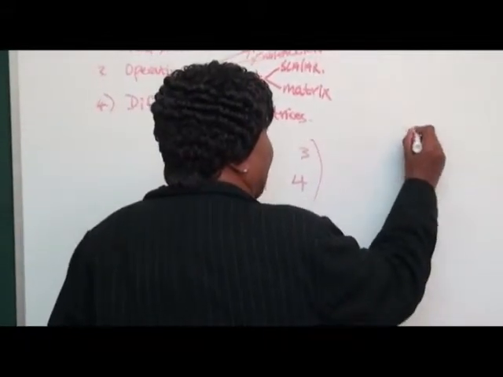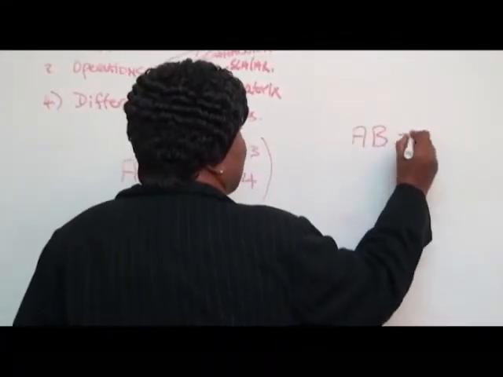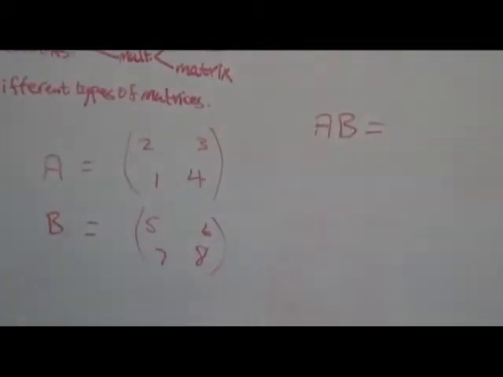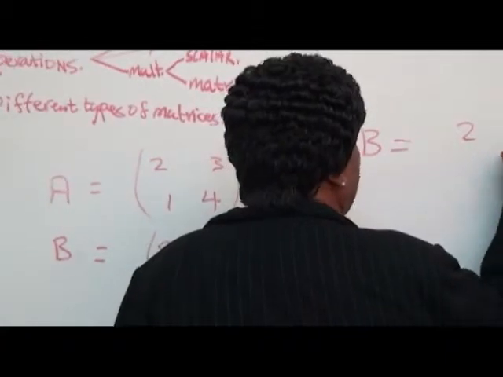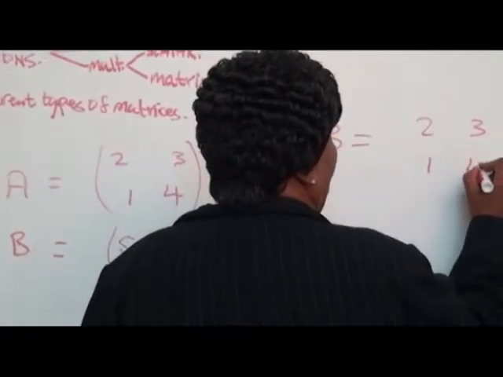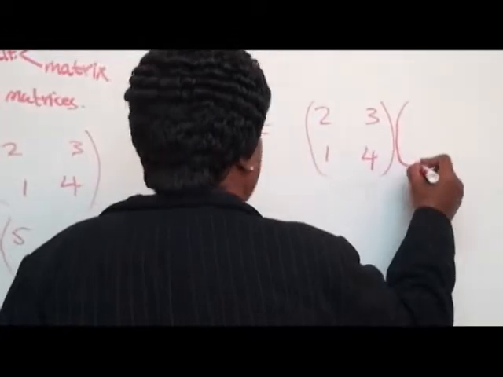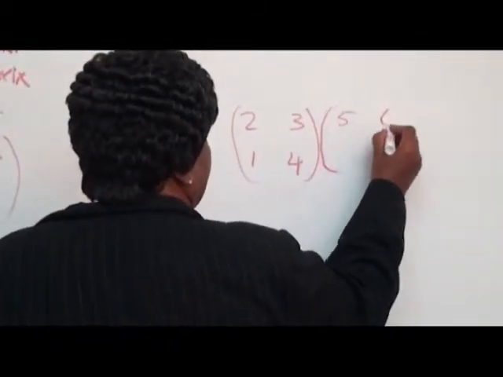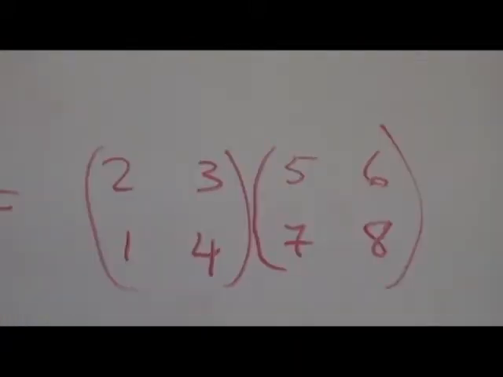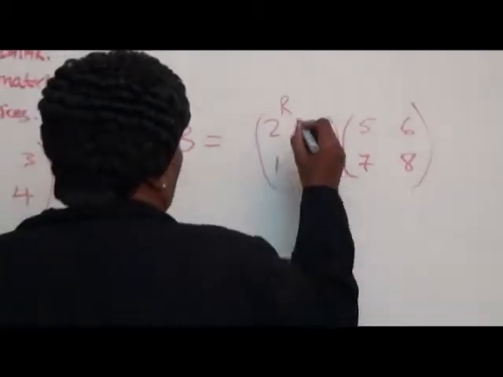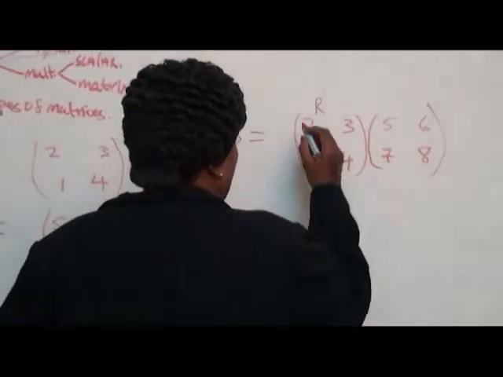If I want to find AB, which means the silent operation there is multiplication, we would then be saying it is our 2, 3, it is our 1, 4, and it is times our 5, 6, and our 7, 8. What do we know? We know that from the first matrix, we'd be getting all of our rows. All of the rows would come here.